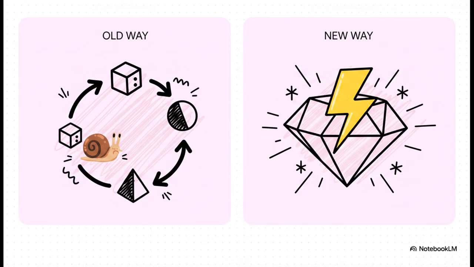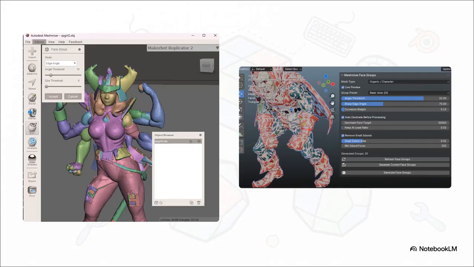The old way meant manual selection and slow, frustrating round trips, exporting out of Blender, opening Mesh Mixer, segmenting, and re-importing. But the new way? Instant live preview, staying entirely in Blender. No round trips, no broken workflows. It's incredible.